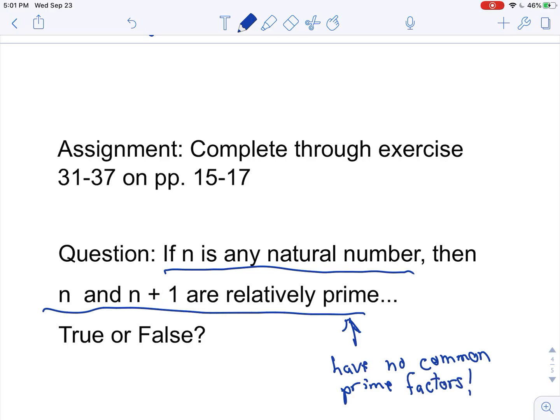Not that the numbers themselves are prime, although obviously 7 and 8 are relatively prime. I mean, 7 is prime, of course it is. But the question is, would you ever have consecutive natural numbers, like say 20 and 21, 35 and 36, that will ever have common prime factors? Think about that.